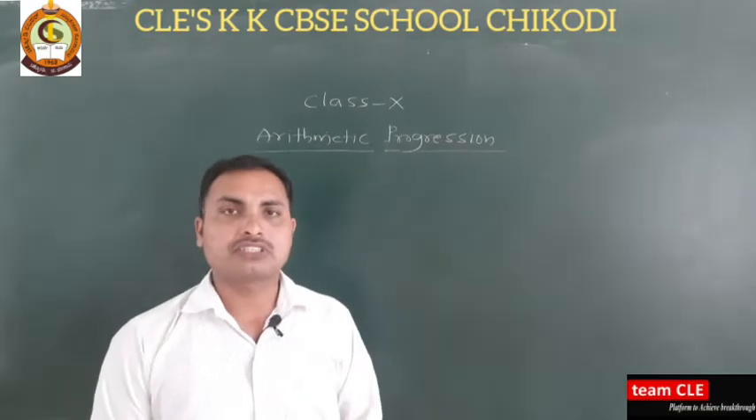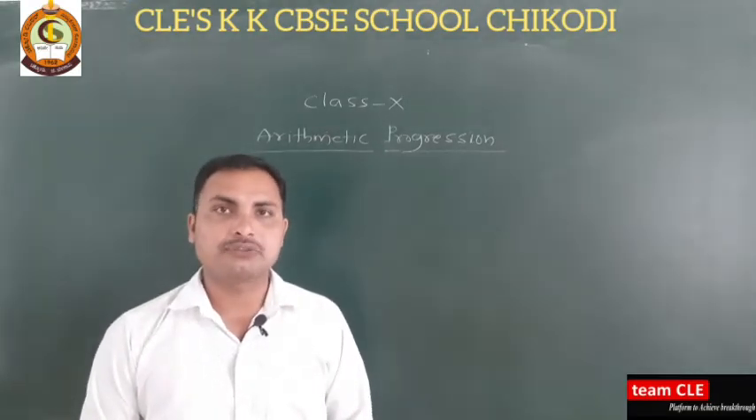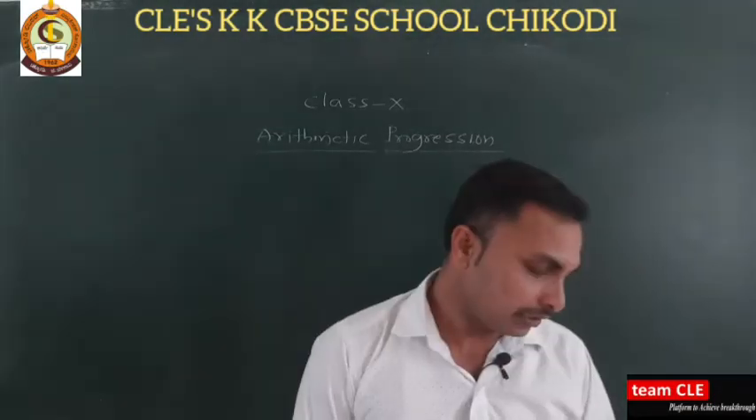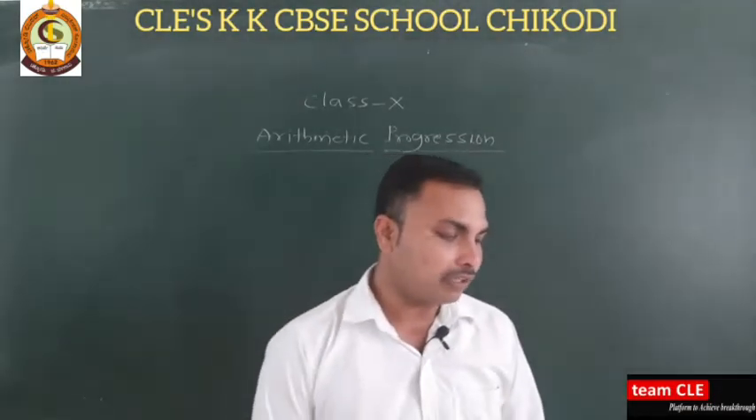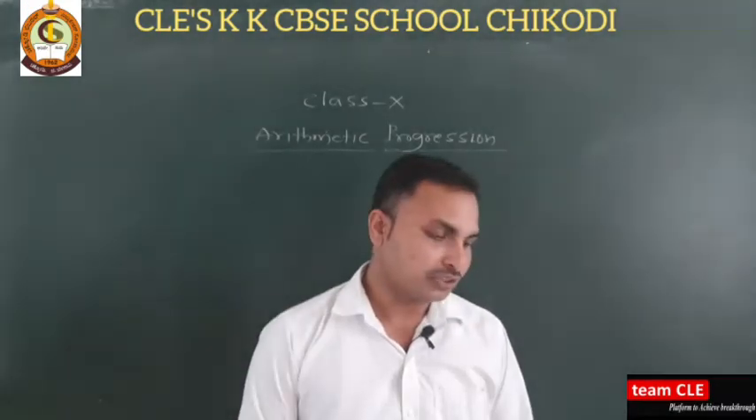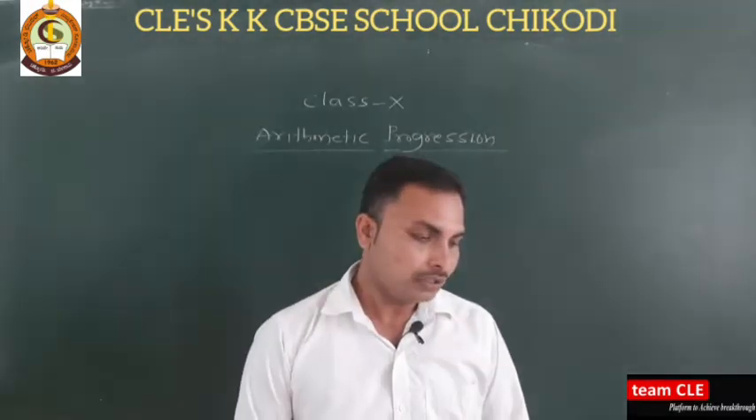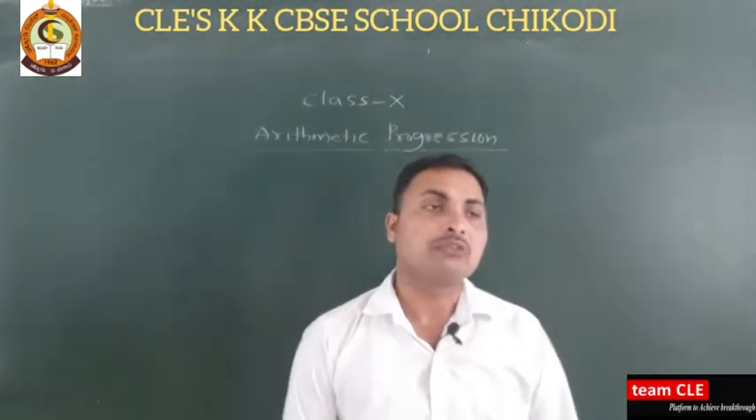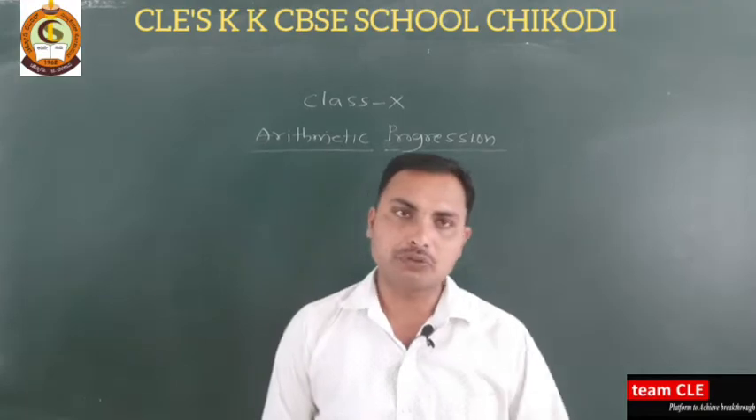Today I would like to discuss some more problems of exercise 1.2. Here we have question number 15. It says: for what value of n are the nth terms of two APs, 63, 65, 67, and so on, and 3, 10, 17, and so on, equal? For what value of n we need to find here.